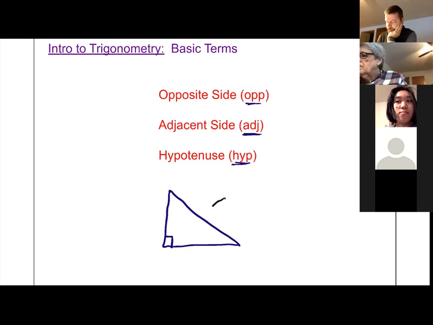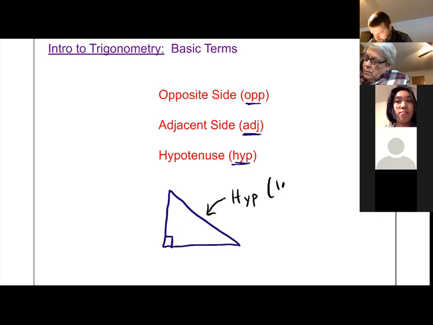All right, this side is the hypotenuse in a right triangle. So I'm going to write right down there. That's the hypotenuse. I'm just going to abbreviate it with HYP. The hypotenuse is always the longest side, and it's always the side across from the 90. If that's helpful for notes, you can put that in there. So the hypotenuse is the longest side, and it's across from the 90-degree angle.